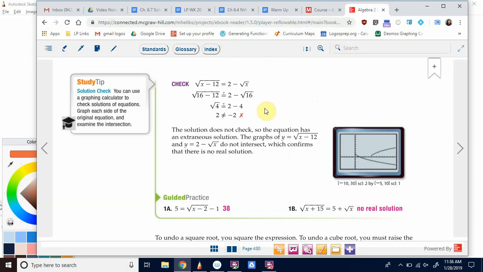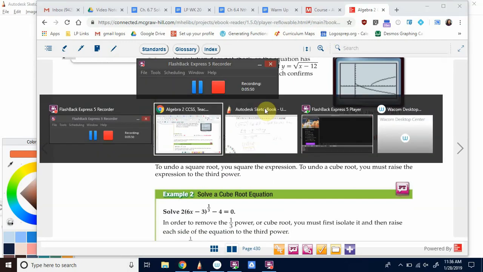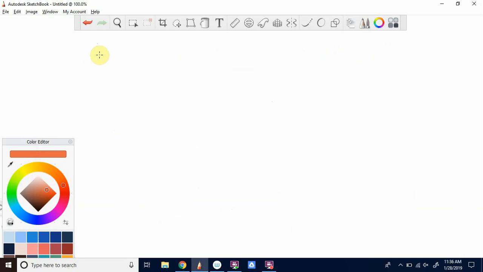All right, so let's do the next problem. What's the next problem tell us to do? Let's look at it. It says 2 times (6x minus 3) raised to the 1/3 minus 4 equals 0. So this tells me I have a radical sign with a variable in the radicand. So I'm going to isolate by moving the 4 over and the 2. I'm not going to show the algebra. If you need help, you can ask me in class. We're going to get 2.